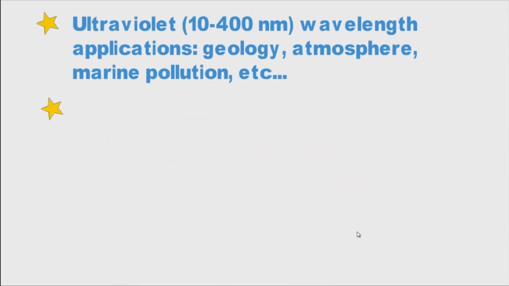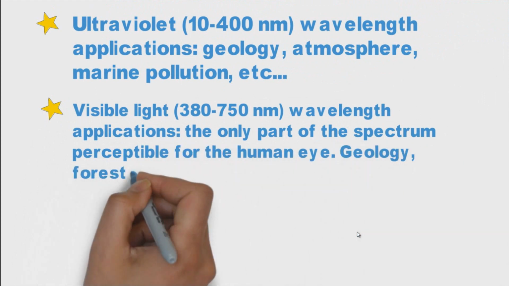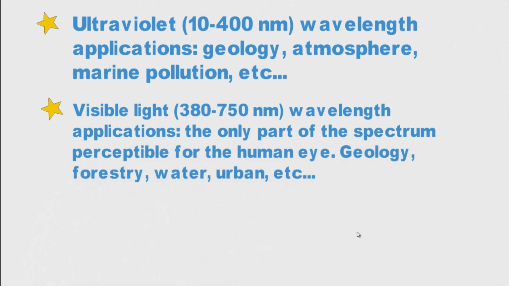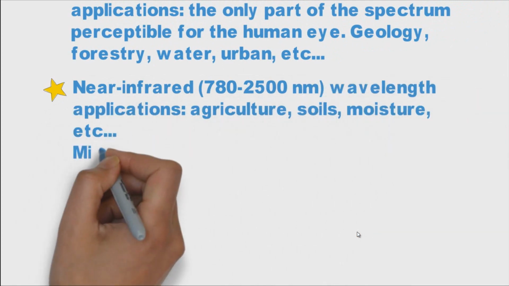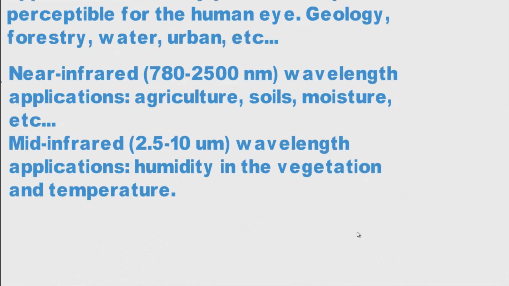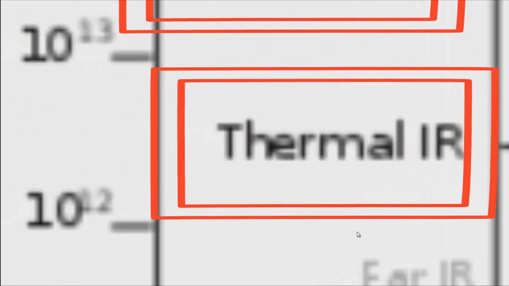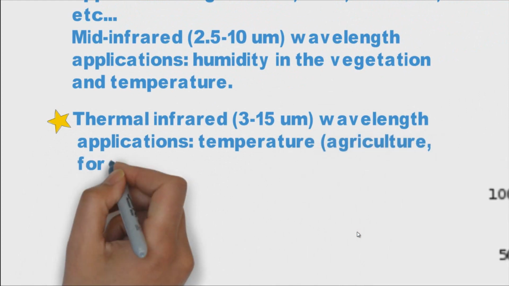Another one is going to be the visible light. Visible light is the only part of the electromagnetic spectrum perceptible by the human eye, and the applications could be geology, forestry, water, urban applications. Okay. Another wavelength, very important, is the infrared. We can make the difference between near infrared, mid infrared, and far infrared. The far infrared is known as thermal infrared, and the application for this one is the temperature.